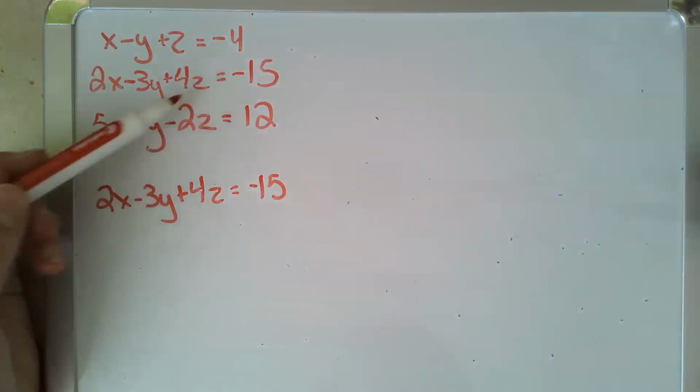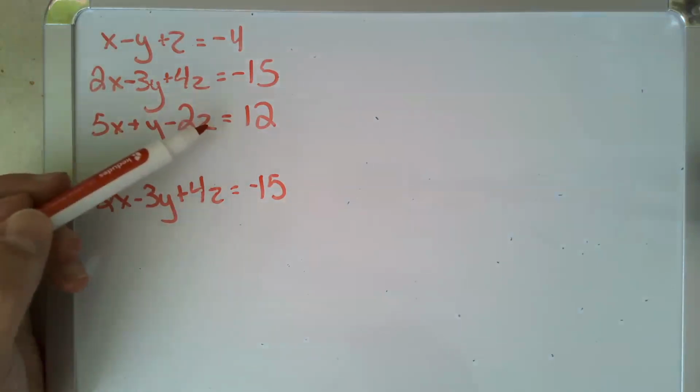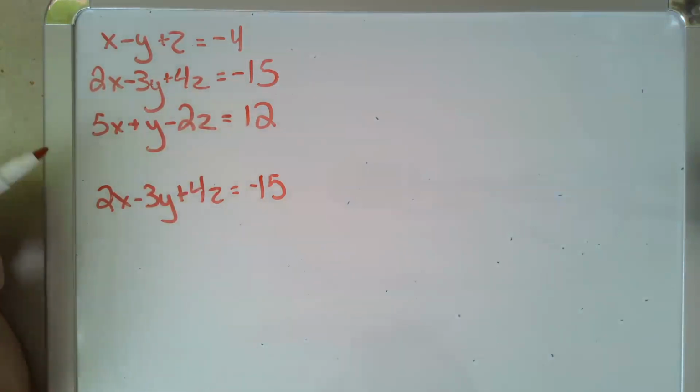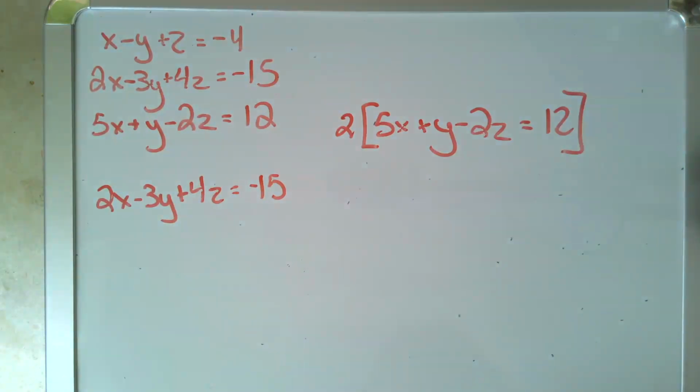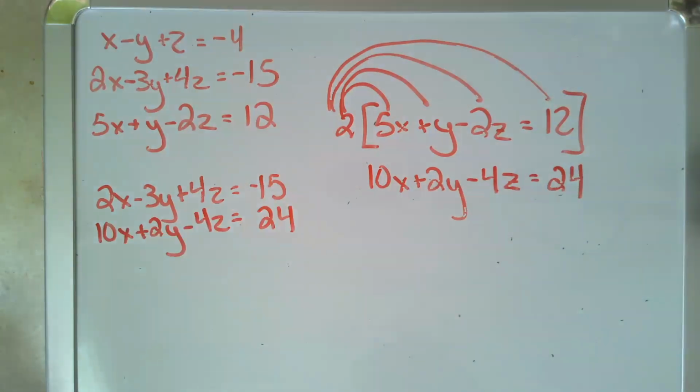My goal now is I want to eliminate my z's. So if I multiply the whole equation by 2, I'm going to get negative 4z. When I add those together, it will disappear. And I'm multiplying the whole thing, and I'm going to put that right below my other equation. And I'm going to add these two together.